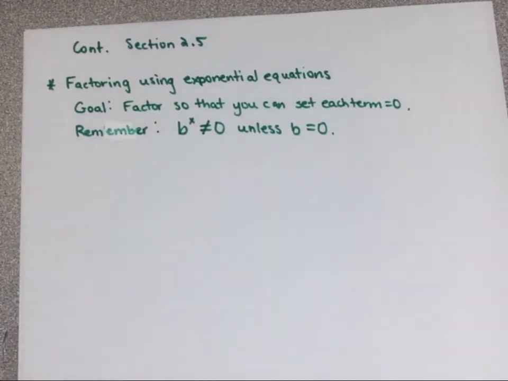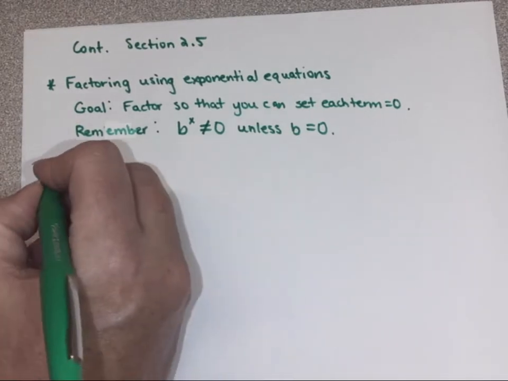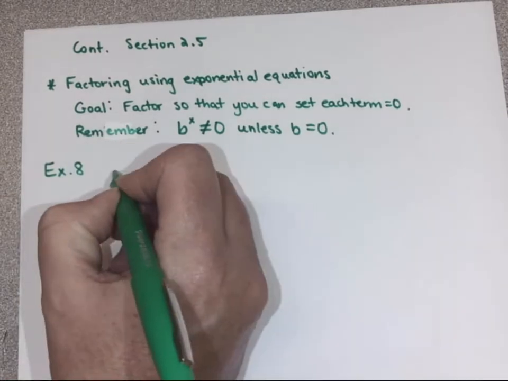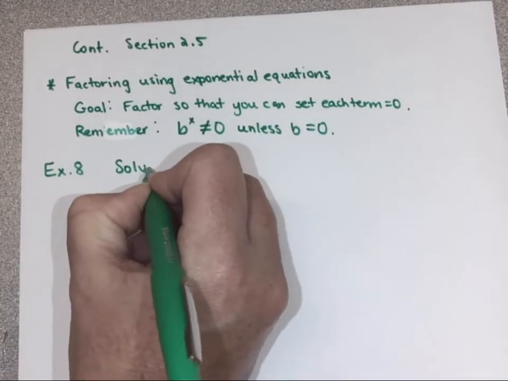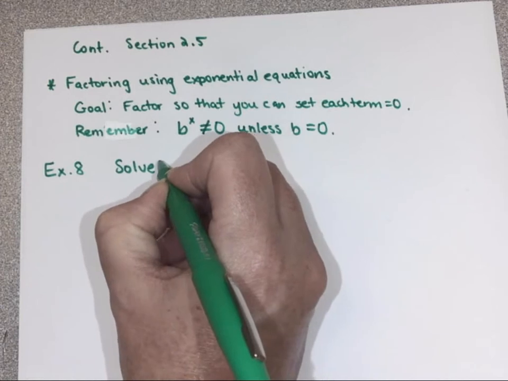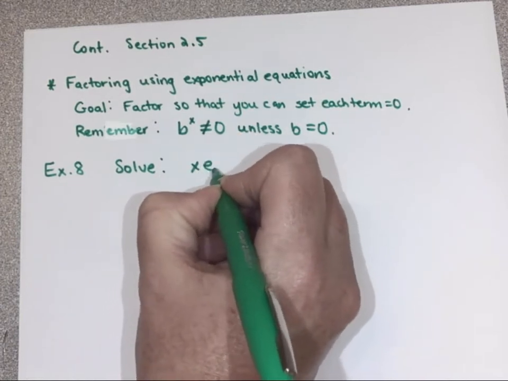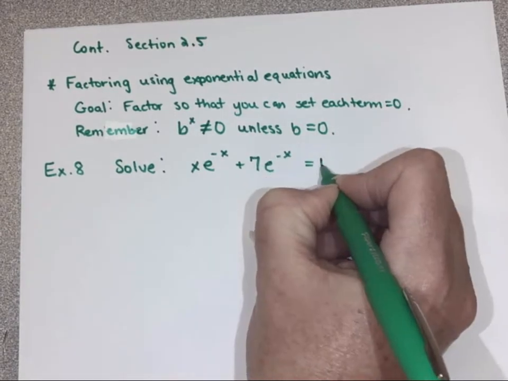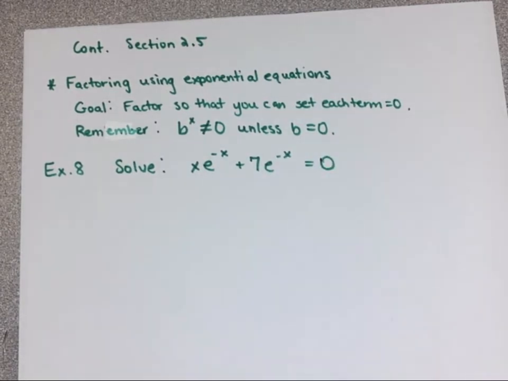All right, so let's practice some of our factoring tricks, but expand it to exponentials. So let's say I asked you to solve the following. x times e to the negative x plus 7 times e to the negative x equals 0. Okay, so this looks really ugly. Remember, e is that number 2.718281828.